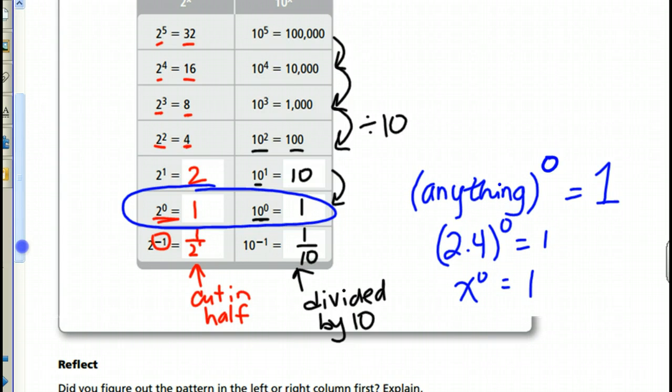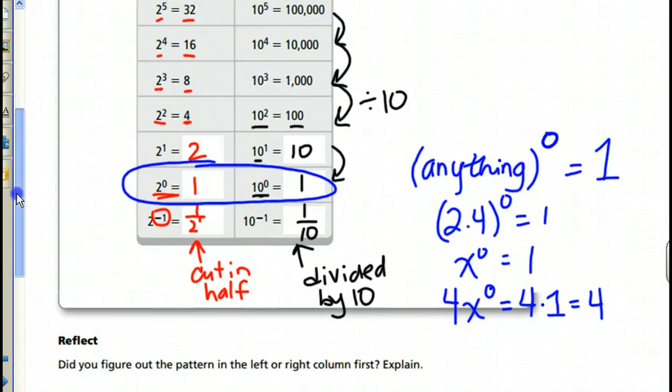Now, let's say it's 4x to the power of 0. Does that equal 1? Well, not quite. x to the power of 0 equals 1. That equals 4 times 1, so in this case it would be 4. So make sure you have those written down.